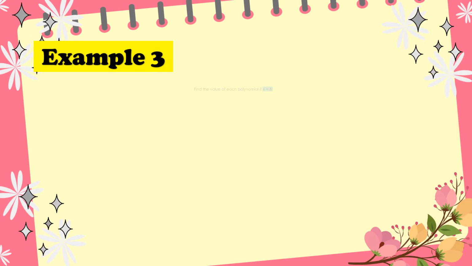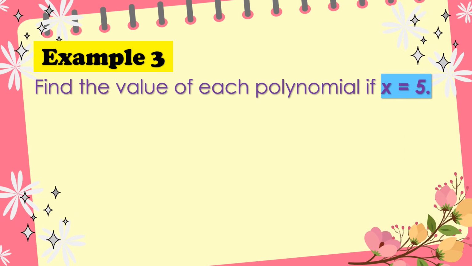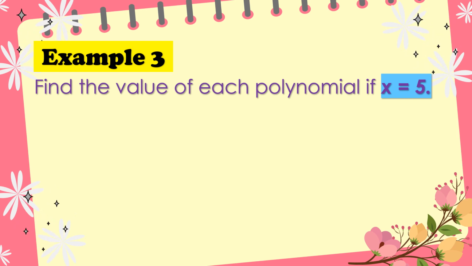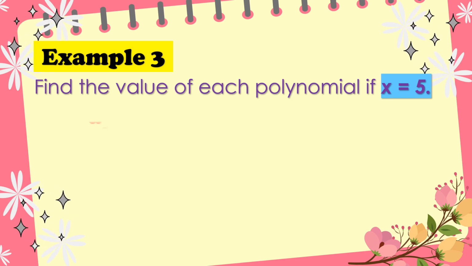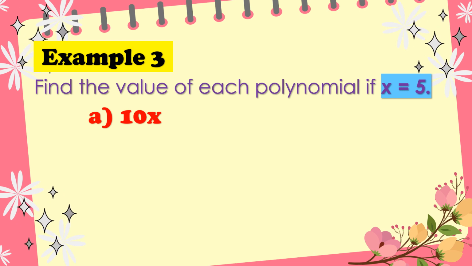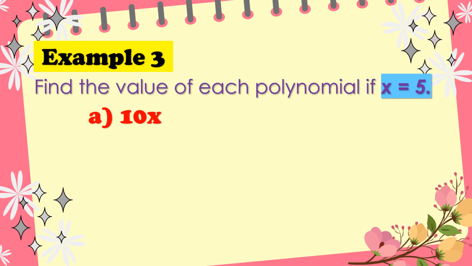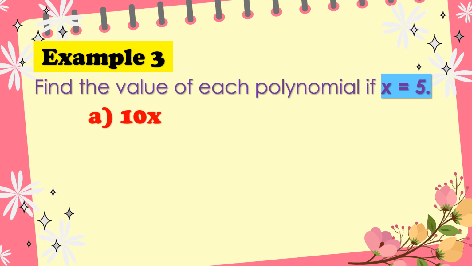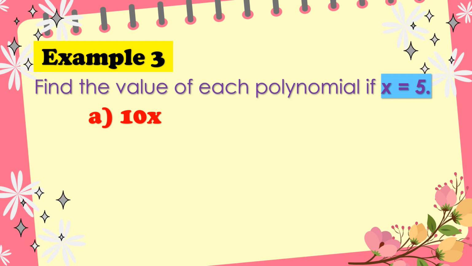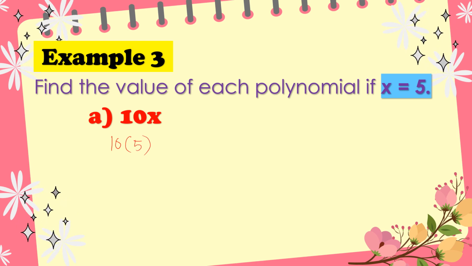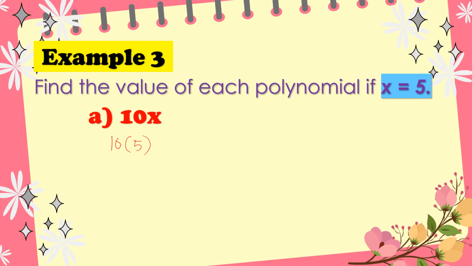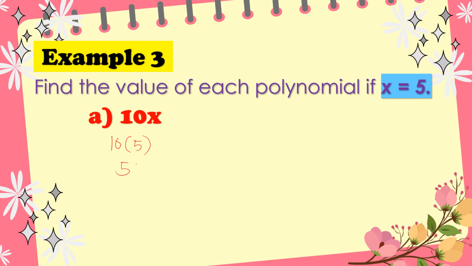Example number 3. Find the value of each polynomial if x is equal to 5. So, ang binigay naman ngayon is yung value ng variable x, which is 5. Ang una nating polynomial is 10x. So, ano yung magiging value kaya ng ating polynomial kung ang ating x is 5? So, gagawin natin, ipa-plug in lang natin yung value na 5 para kay x. So, that would be 10x would be the same with 10 times 5. And 10 times 5 is 50.